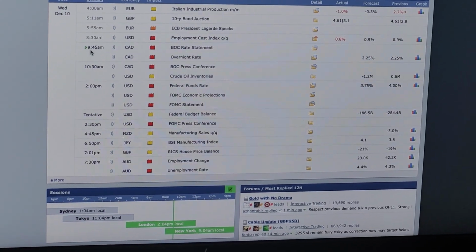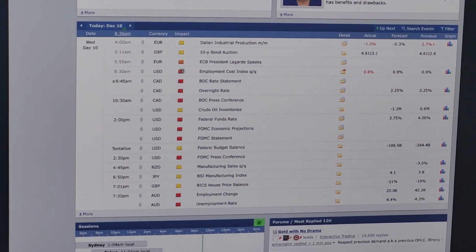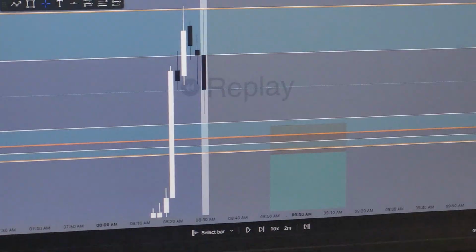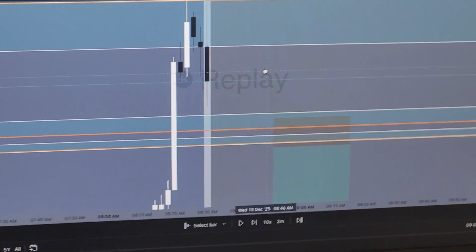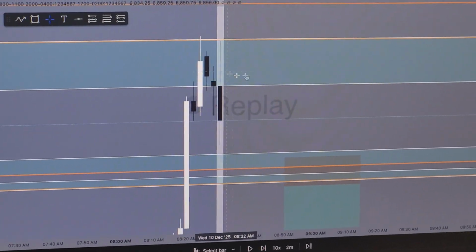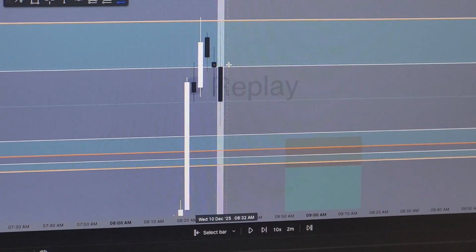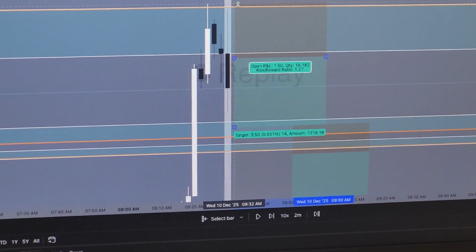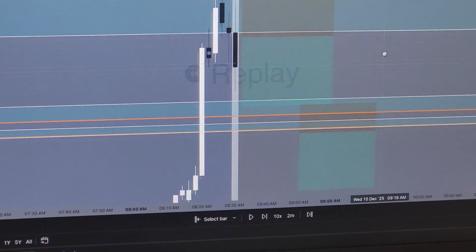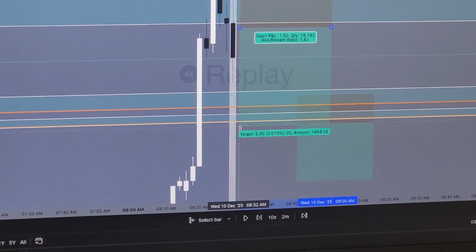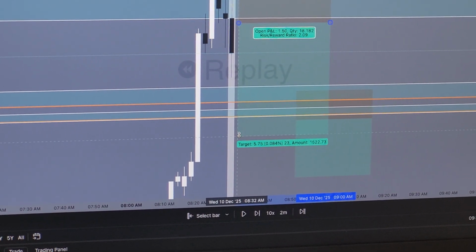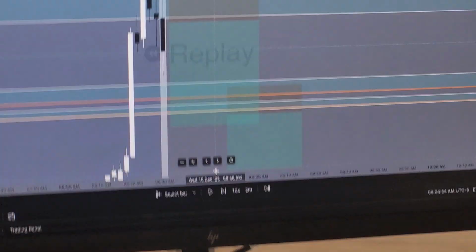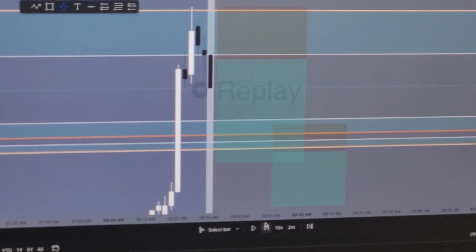All right, so 8:30 comes. Where's 8:30? Okay, yeah, you see that 8:30 right there. Oh yeah, employment costs, and so that was that candle. So this candle created a zone right here. I originally had this on my Tradovate. I originally had this setup right there, and was aiming for this 1 to 2 setup right here, but price never gave me an entry.